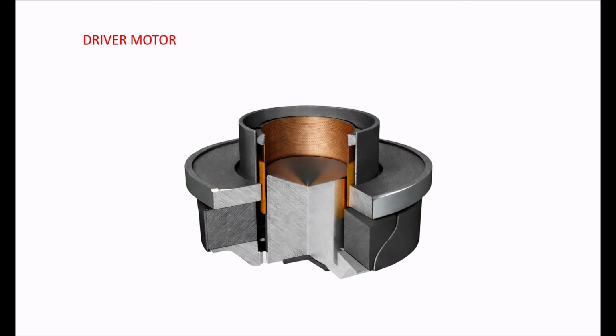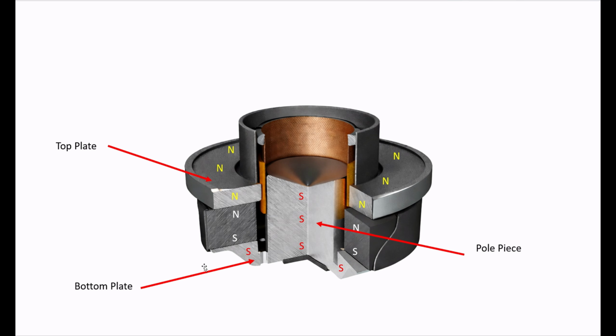Okay, so we'll start off with the driver motor, which we touched on earlier when we were looking at the different speaker components. As we mentioned before, all driver motors have a permanent magnet or a fixed magnet. And like all magnets, they have a north and south pole, right? Now, the driver motor is actually made up of several parts. One is the top plate, one is the bottom plate, and this bottom plate has a shaft or a pole piece that extends up into the driver motor, and of course the magnet itself.